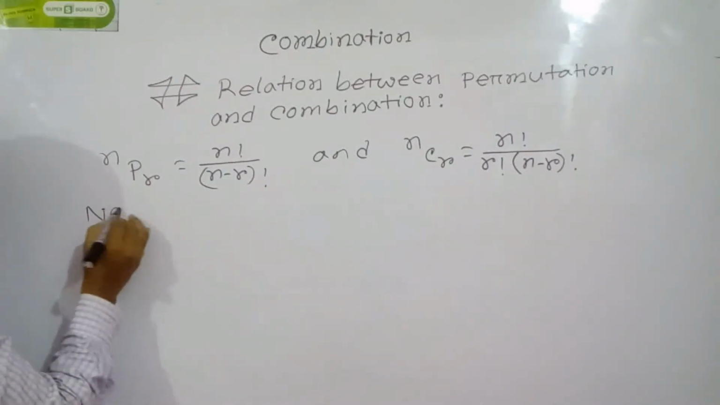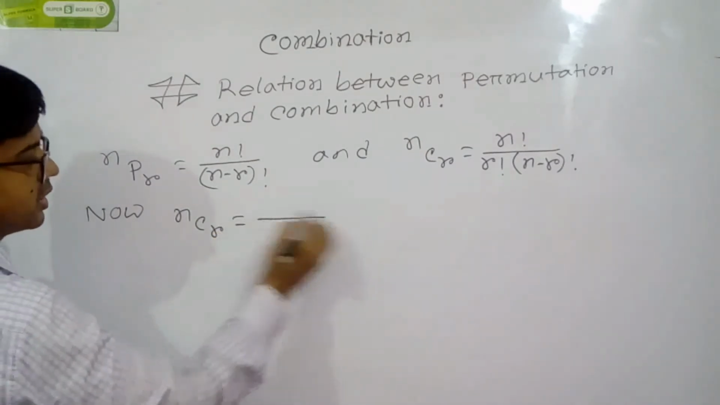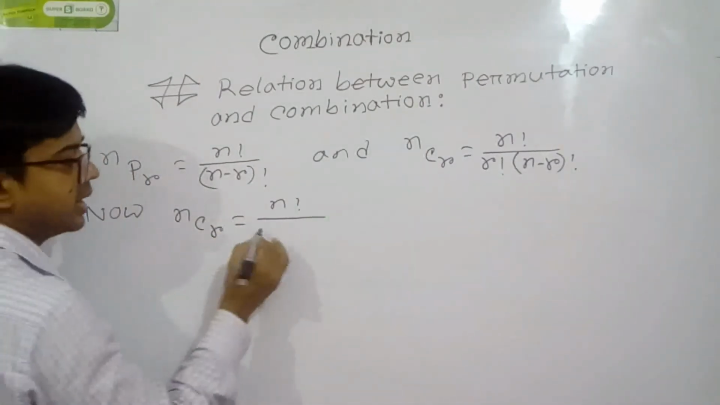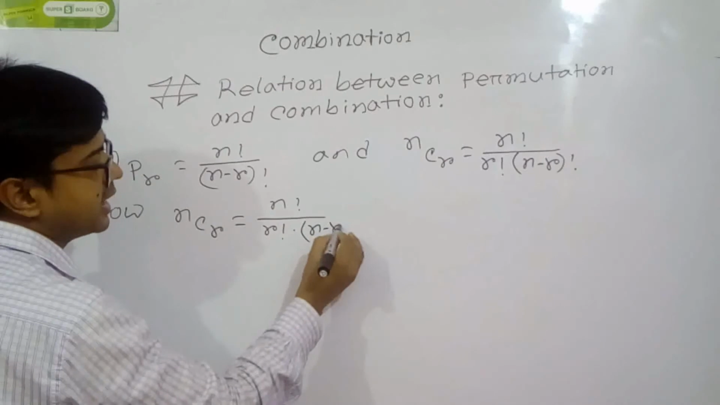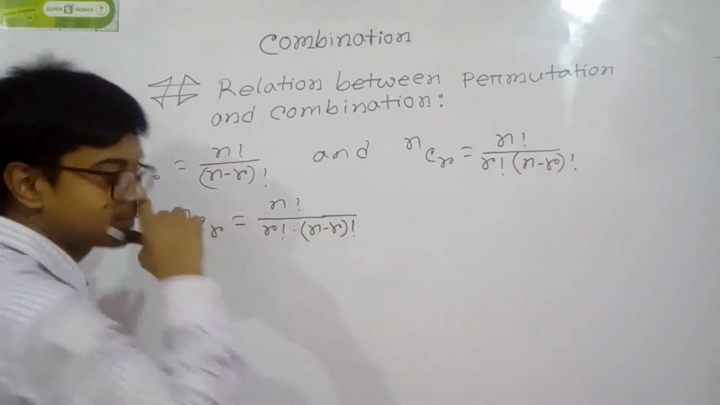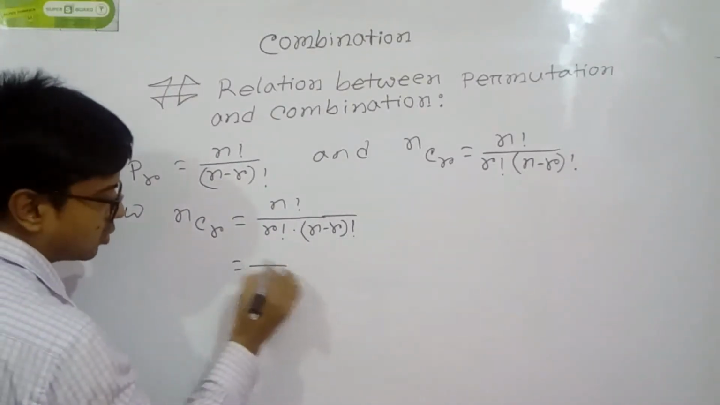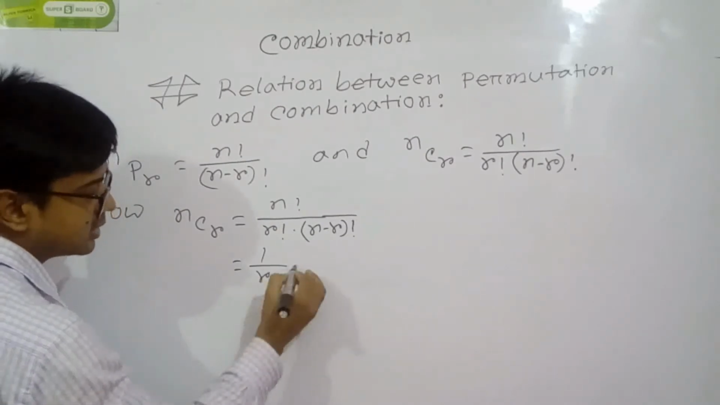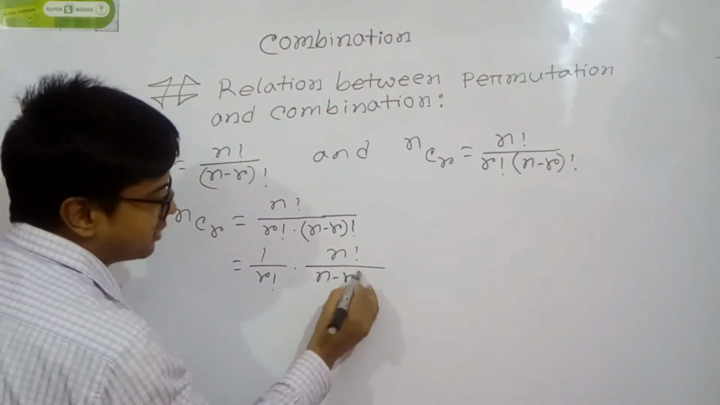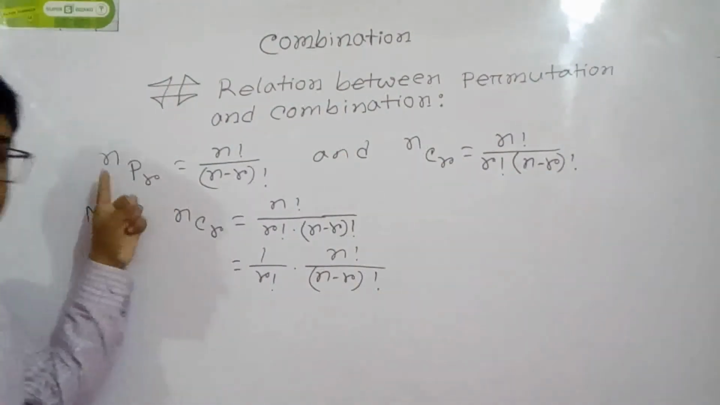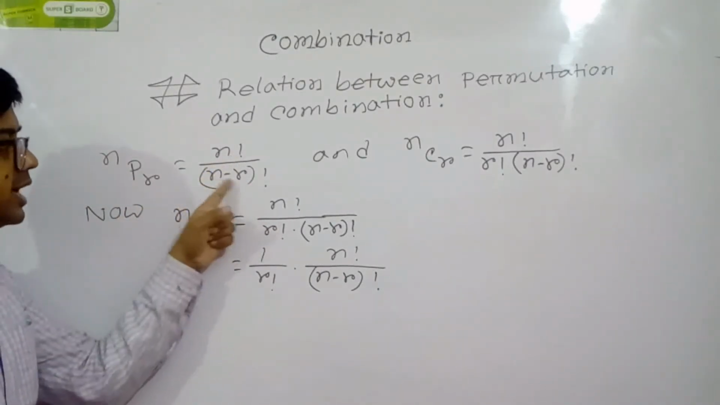Now here we can write nCr equals factorial n by factorial r into factorial n minus r. So now we can separate it this way: 1 by factorial r into factorial n by factorial n minus r. Here nPr equals factorial n by factorial n minus r.